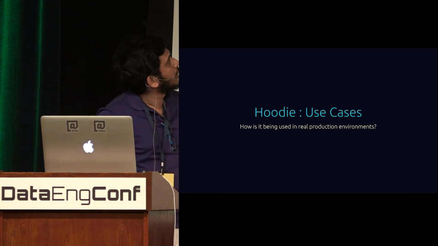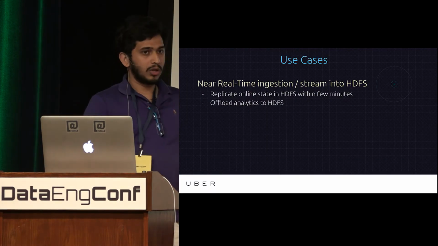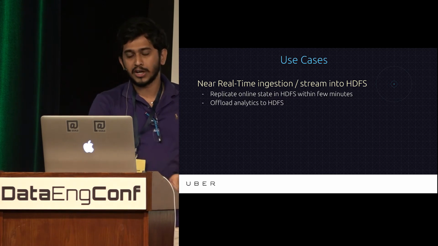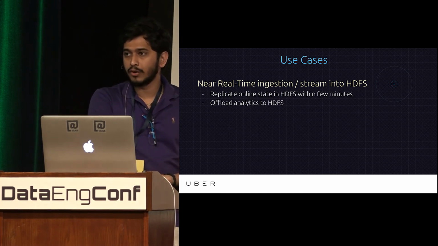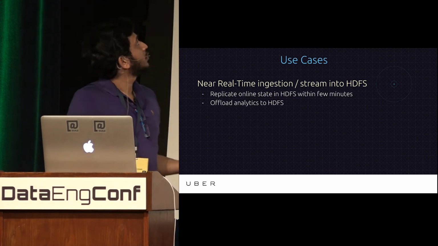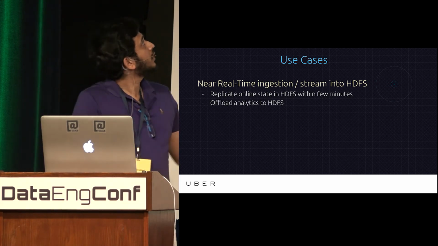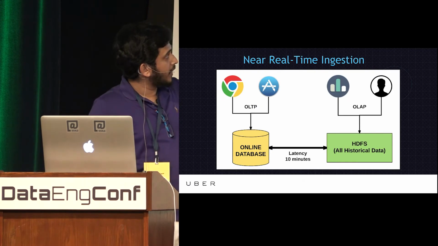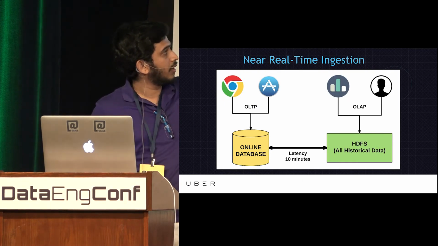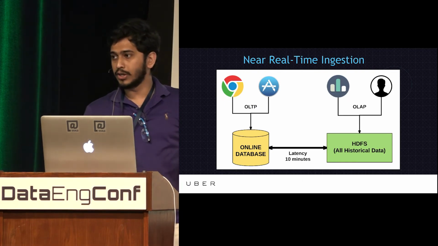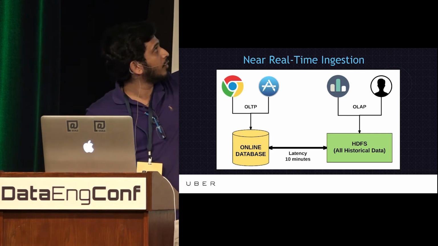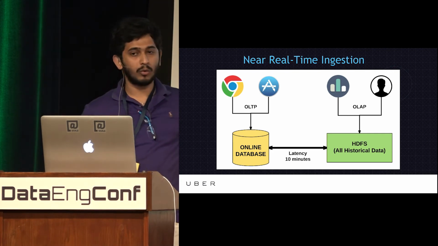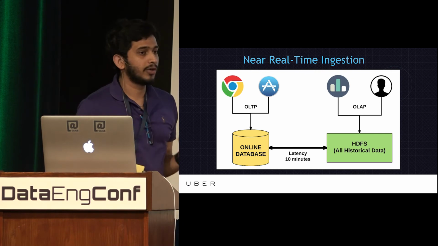All right, use cases. So let's first understand abstractly where Hoodie can fit in. Like Julian was saying, we can use Hoodie to quickly replicate an online database or Kafka or any online log events quickly into HDFS. So your OLAP world is in sync with your OLTP world at, say, 10 minutes.